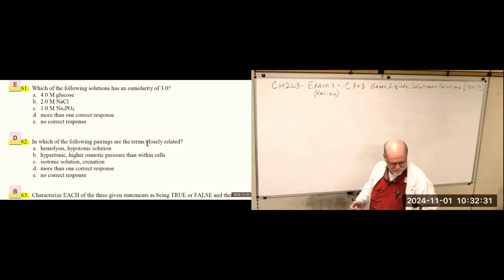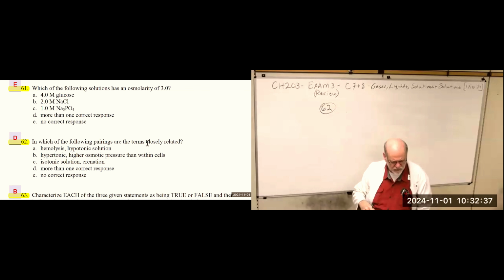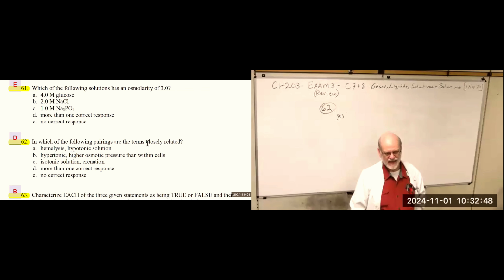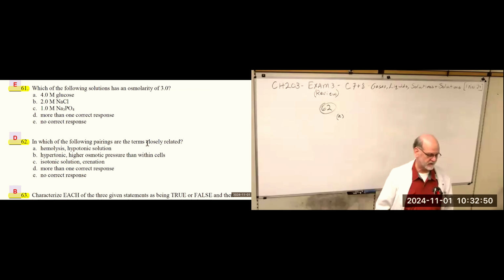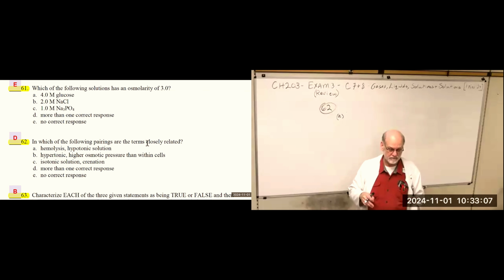All right, 62. In which of the following pairings are the terms closely related? Hemolysis. What's hemolysis? Lysis means to break or cut, and heme is blood. So your red blood cells will break apart under pressure if water is taken in. That's in a hypotonic solution. So that's true. Hemolysis and hypotonic solution go together.